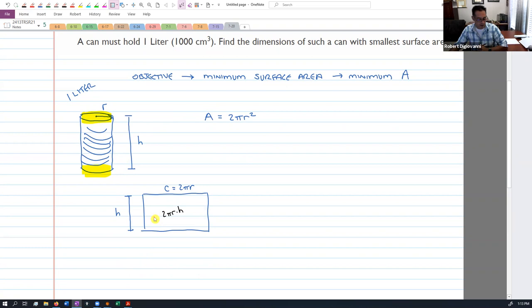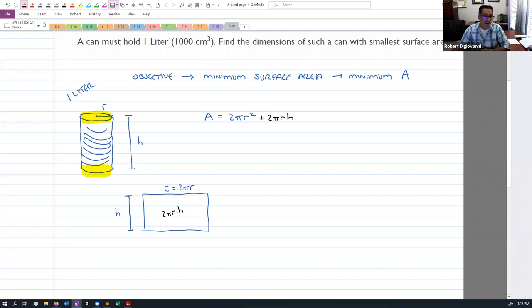The area of a rectangle is just length times width. So it's 2 pi r times h, that's 2 pi r h. So we need to add that 2 pi r h. Does that all make sense?